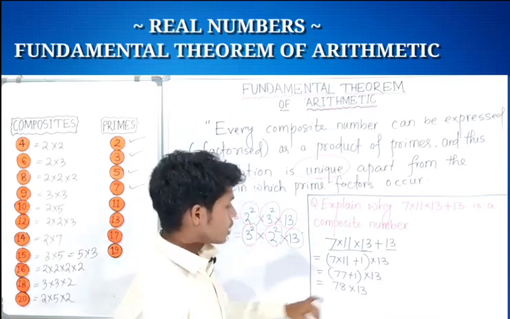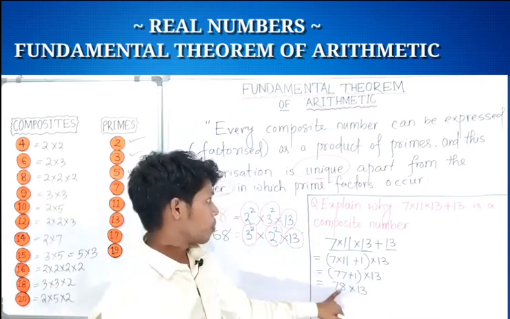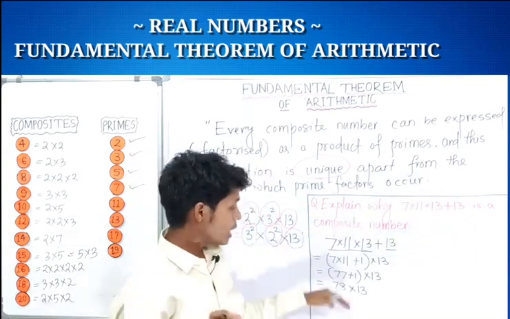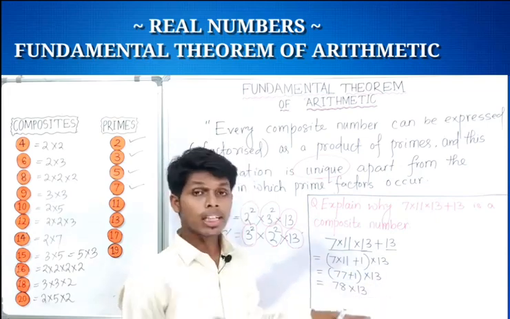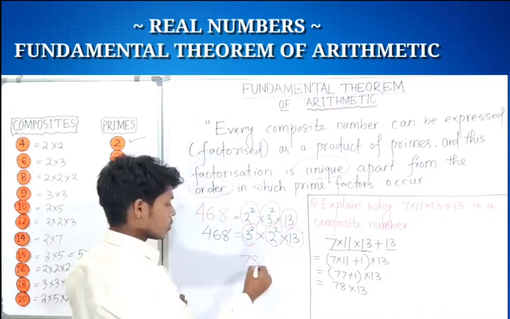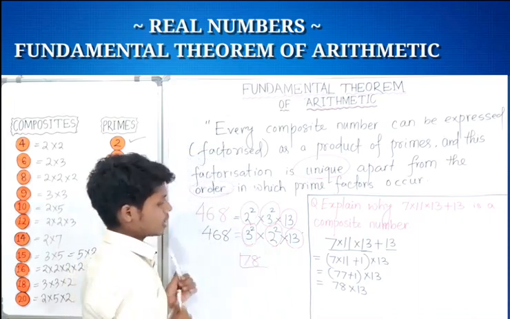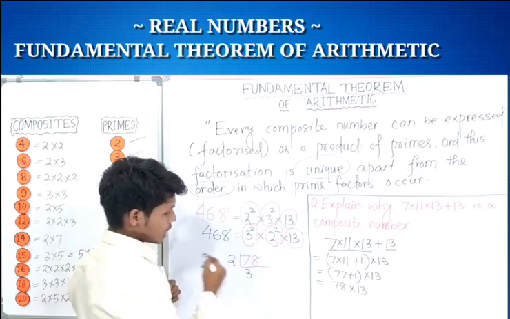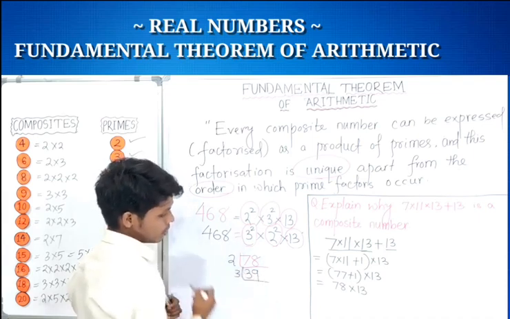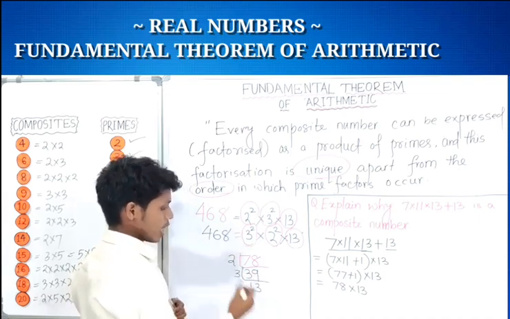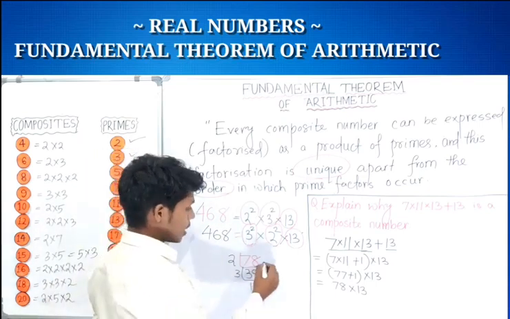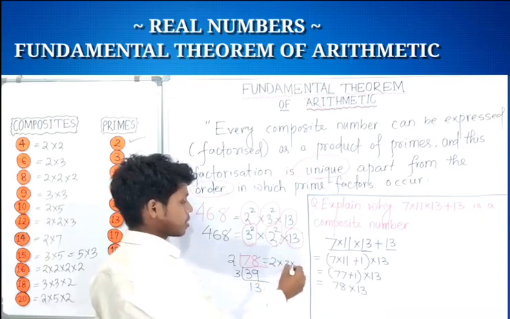But the problem here is that 78 is a composite number, and to prove this is composite, we need each factor of the final result to be prime. So again let's factorize 78. If you divide it by 2, we get 2 3s are 6, 1 carry... 2 9s are 18, 39. It can be exactly divisible by 3, so 3 1s are 3, 3 13s are 39. Now 13 is a prime number. So we got 78 can be written as 2 times 3 times 13.